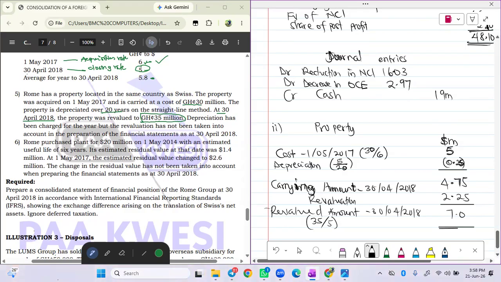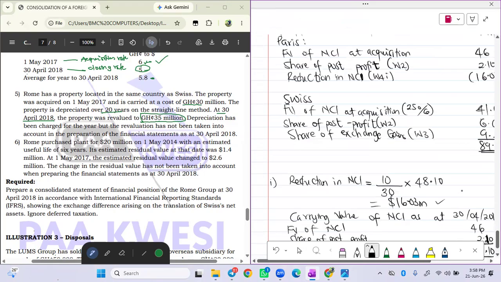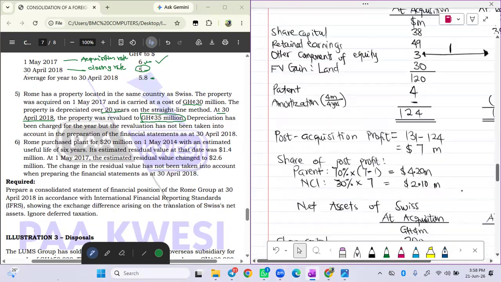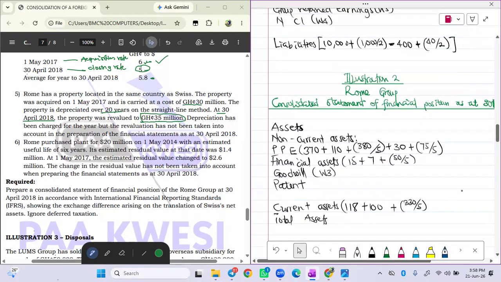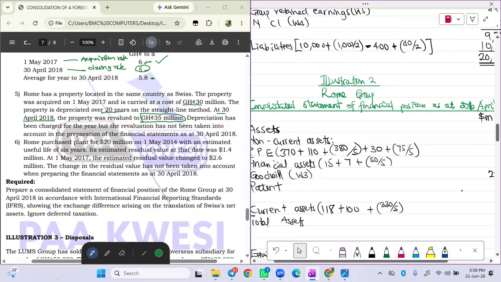And this revaluation surplus, you add it to the group retained earnings because it was the parent who purchased it. So the revaluation surplus will be added to group retained earnings in the consolidated statement of financial position, plus 2.25. And that one was in dollars already, so plus 2.25. We are done with the illustration.